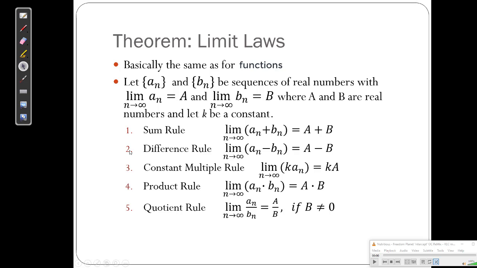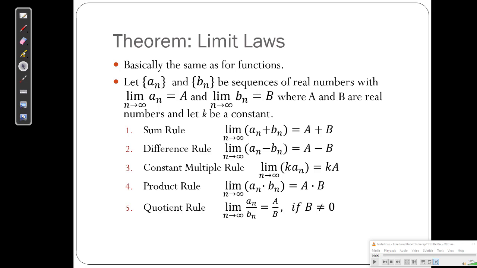Let's talk about some of the limit laws. These are basically the same limit laws we had for functions. If you take the limit of a term-by-term sequence sum, it is going to equal the sum of the limits. If you take the subtraction of the term-by-term sequence, you're going to get the subtraction of the limits. Constant multiple: if you take a sequence, every term times a constant, your limit is going to be k times the limit. Multiply term by term a sequence, you'll just get the multiplication of the limits, and division, you'll just get the division of the limits, assuming the bottom one isn't 0 and it's undefined.